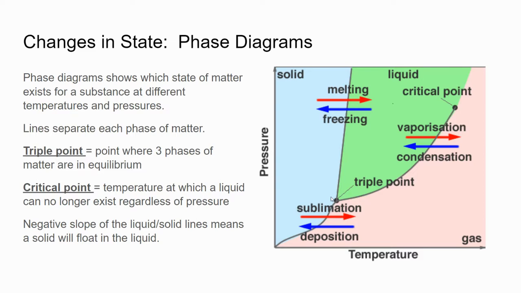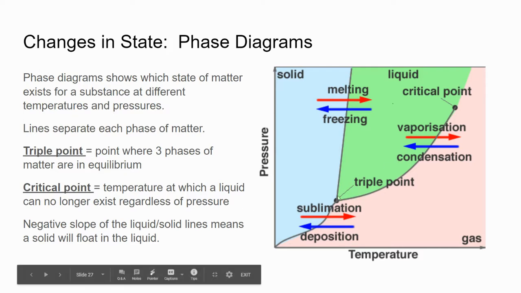And then the critical point is the temperature at which the liquid and gas lines no longer mean anything. Really, after this temperature, you can no longer have a liquid. You have something else called a supercritical fluid, but we're just going to consider that it can no longer be a liquid. After this temperature, it can no longer be a liquid. It doesn't matter how much pressure you put it under, it's no longer a liquid.